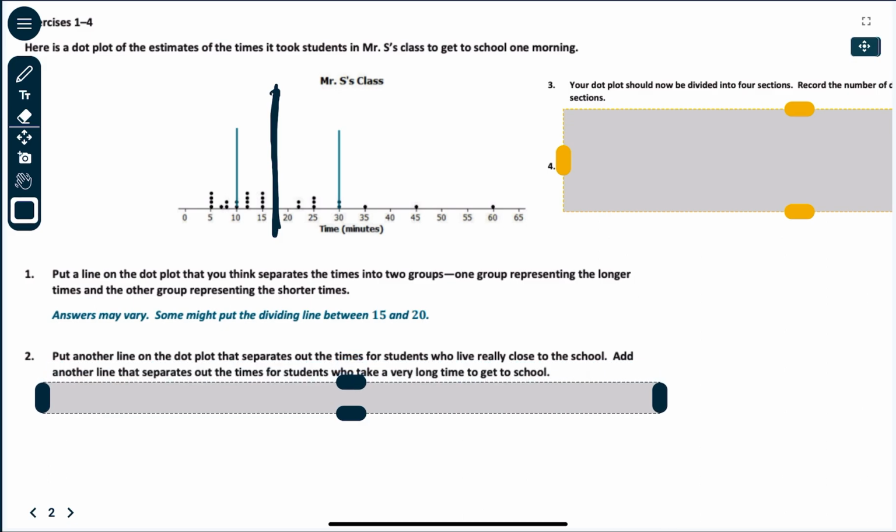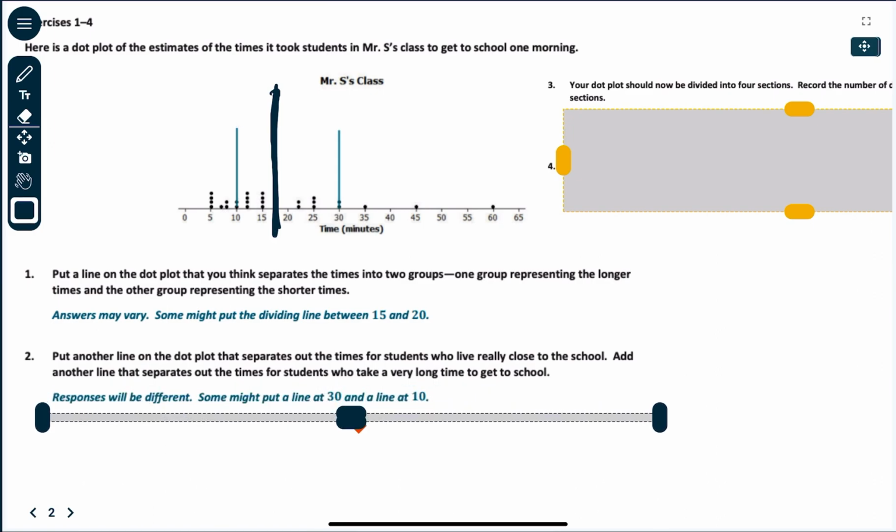Okay. Now it says put another line separating the times that live close to the school, which would be these that have the shorter time frame, right? So this would be the ones that live closer to the school. It shouldn't be taking them as long to get to school as those that live far away, right? And then the ones that do live farther away, you'll have to separate those. So we do that. So at 10 and at 30. Now, number 3 says your dot plot should now be divided into 4 sections. 1, 2, 3, 4.